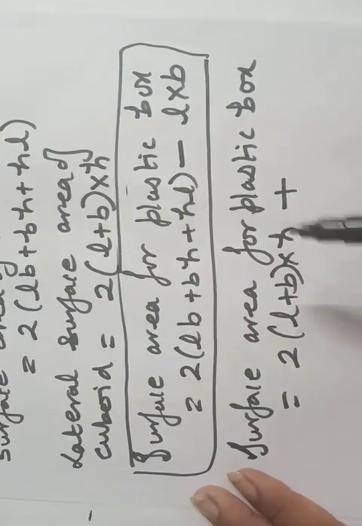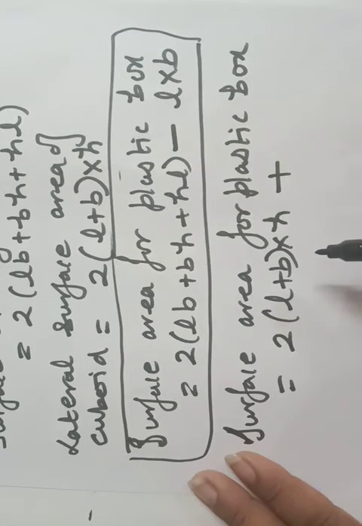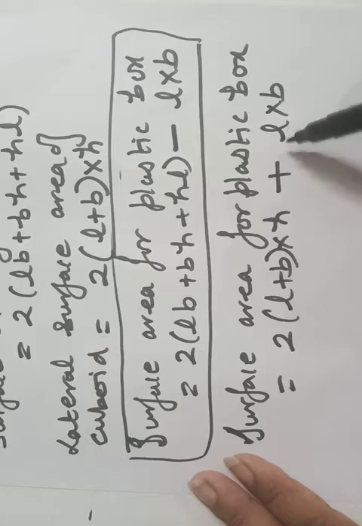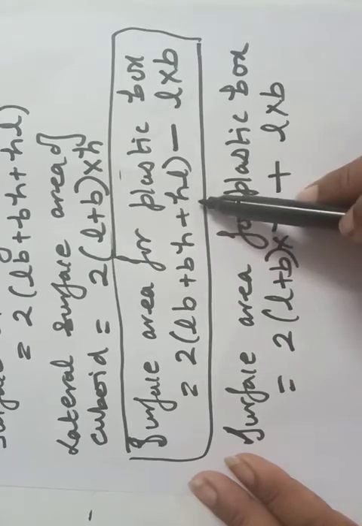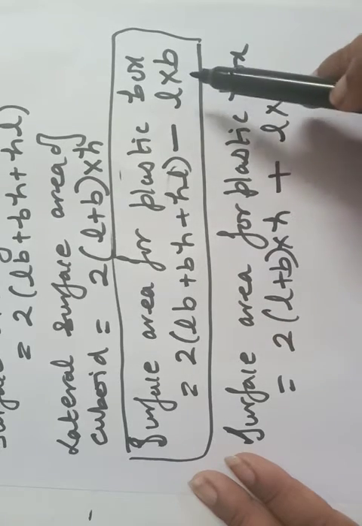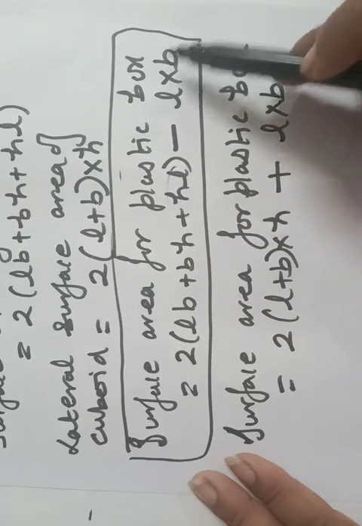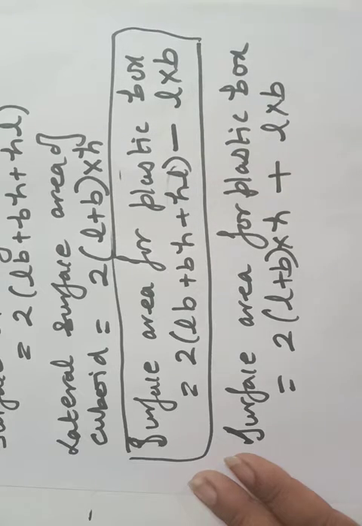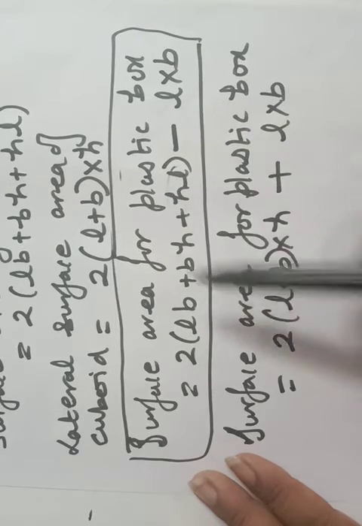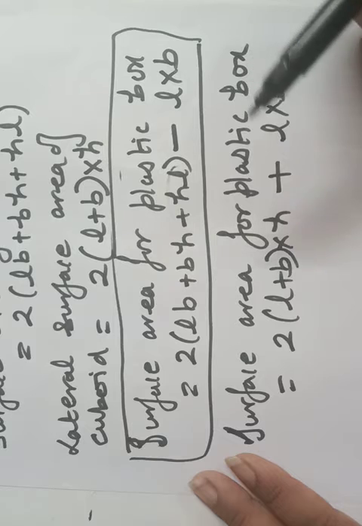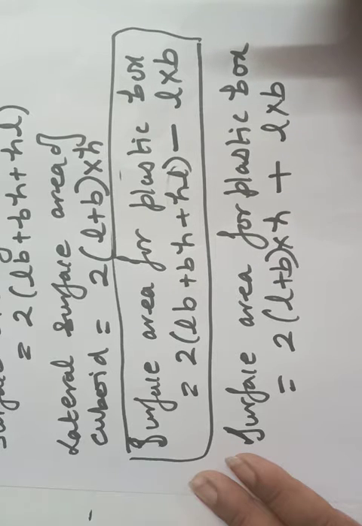So when we use the lateral formula, we add L into B. When we use the total surface area, which is for the 6 surfaces, we need to subtract one surface, that is L into B. So we can use either this formula or this one. If we see these two formulae, which formula are we going to use?